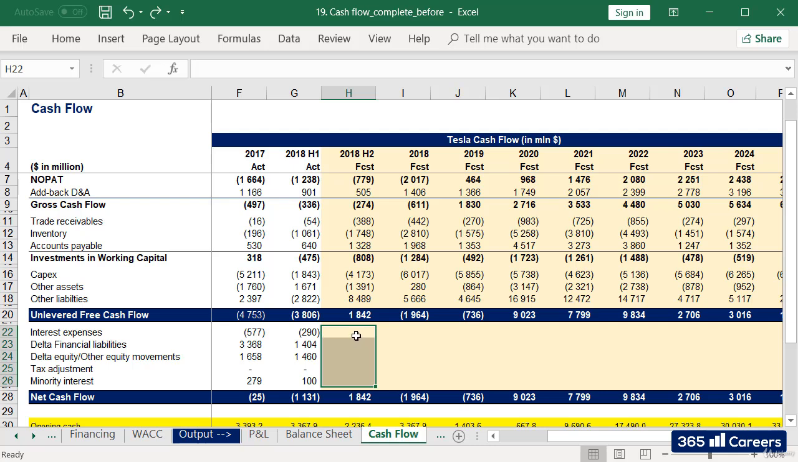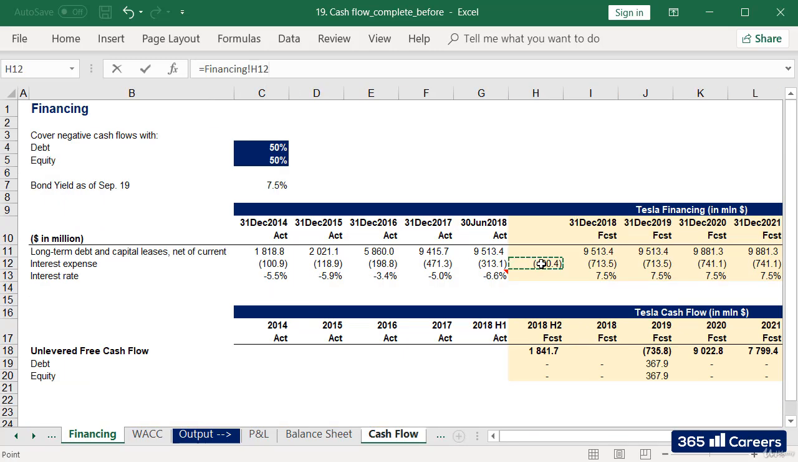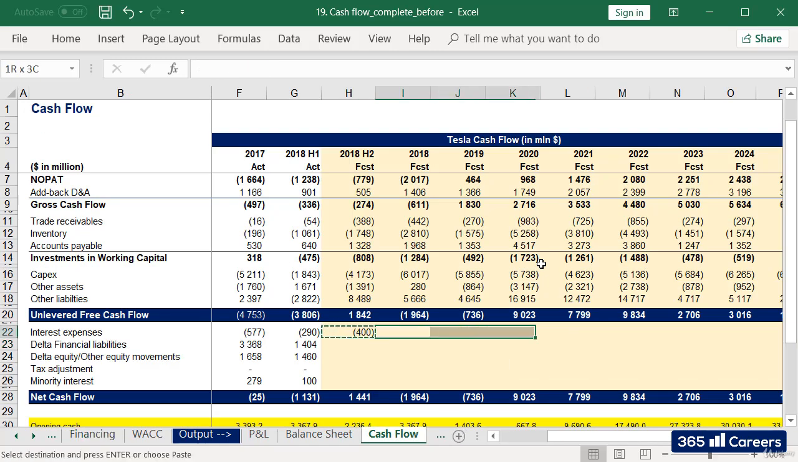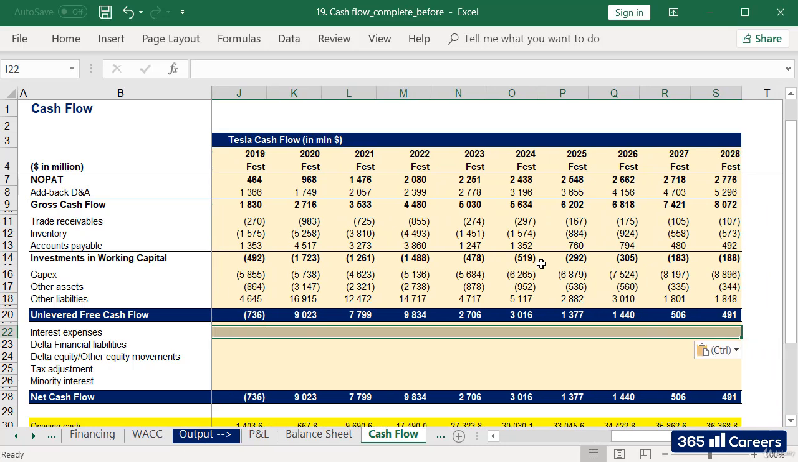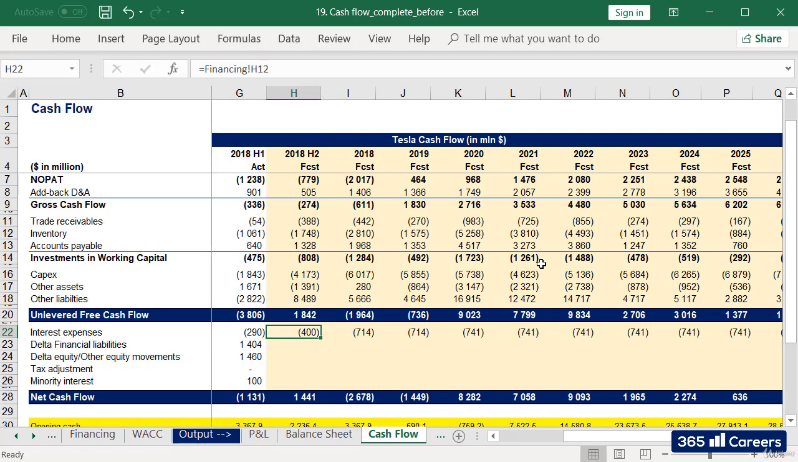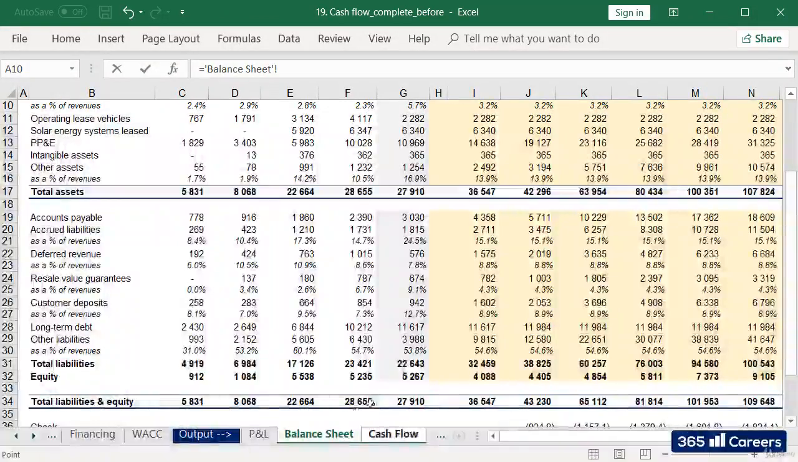The first one is, of course, interest expenses. I'll simply link to the financing sheet, and we'll paste to the right. We have already calculated interest expenses. The next item in the list are the changes in financial liabilities. If the company borrowed funds or repaid some part of existing loans, it will show here.